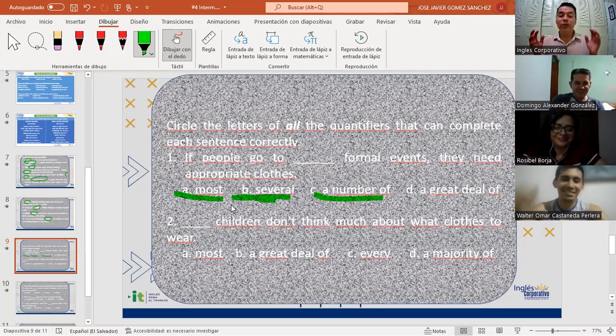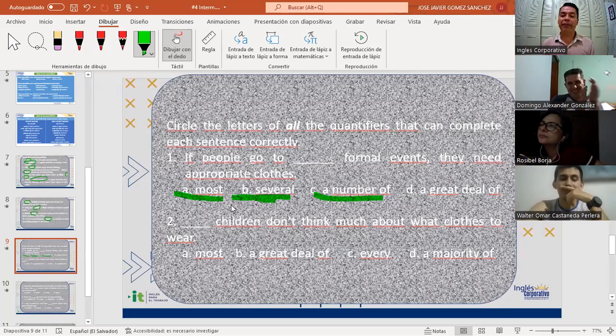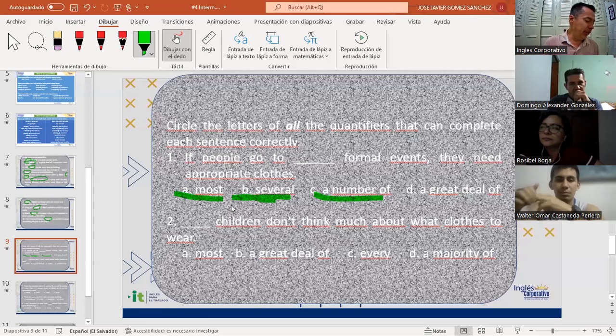Okay, so you can say most formal events, several formal events, and a number of formal events, right? But a great deal, no. Great deal is only for non-count, right? Good. So, Vicky, number two, Vicky.